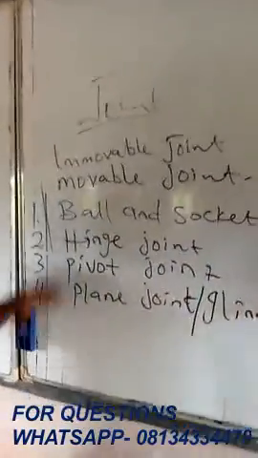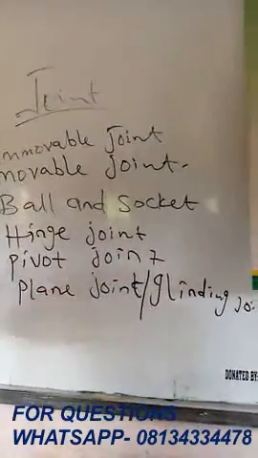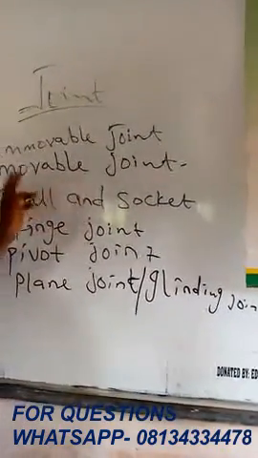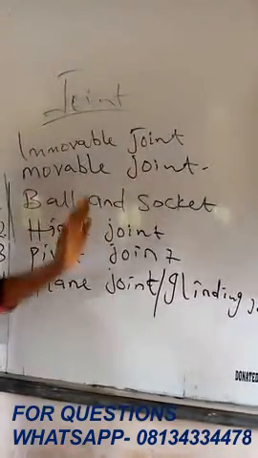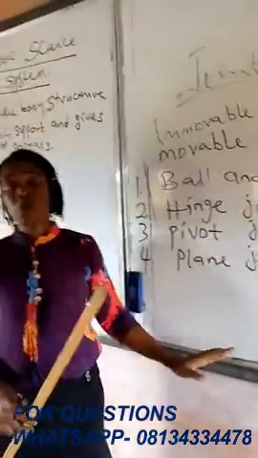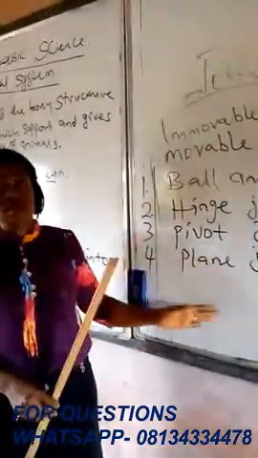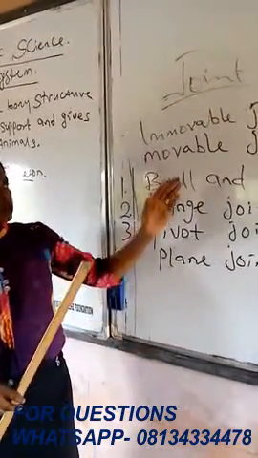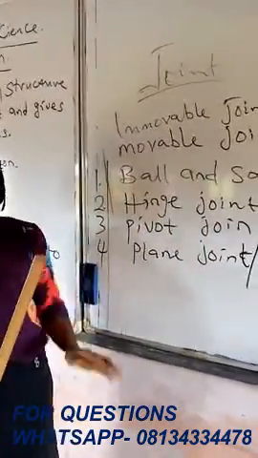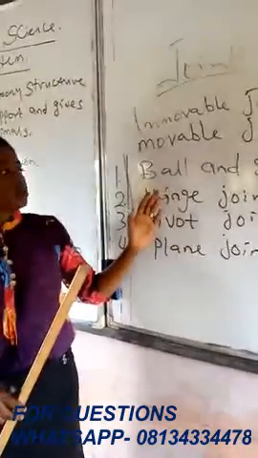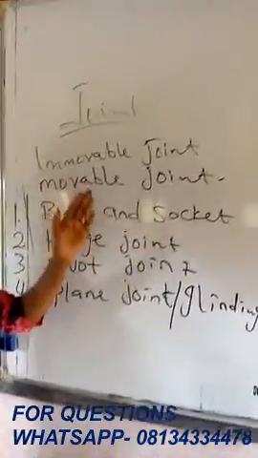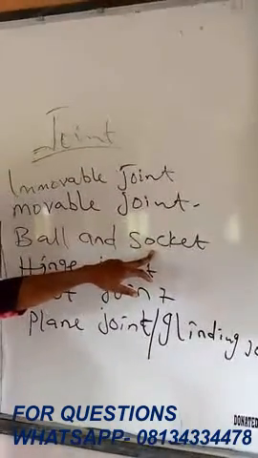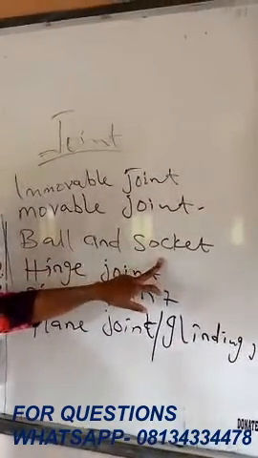Now let's look at these various parts of the joints where bones meet together. These are examples of movable joints. Under the movable joints, movement is possible, at least to an extent, unlike the immovable joints. Now, the ball and socket joint here, there is possibility of movement. Circular movement of the body is possible.